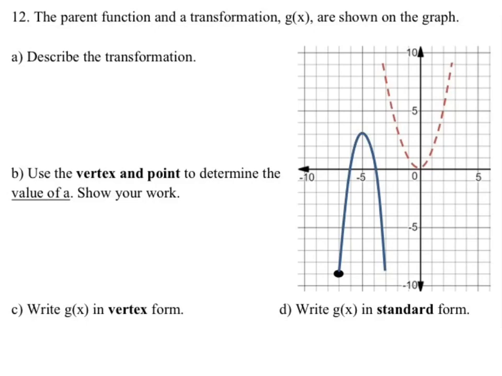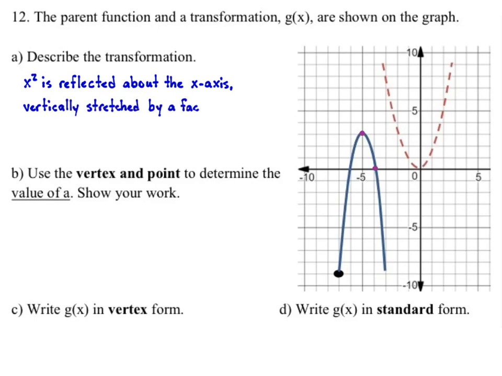For number 12, we're going to be doing the same exact thing. We notice that we have a reflection about the x-axis because the parabola opens down. Now the stretch is a little bit more difficult to see here. I identified 2 points here, one here and then one there. We can see that the first movement is down 3 over 1, so it's a vertical stretch by a factor of 3. And then we have a translation of 5 units to the left and 3 units up. All right, so there's our description.